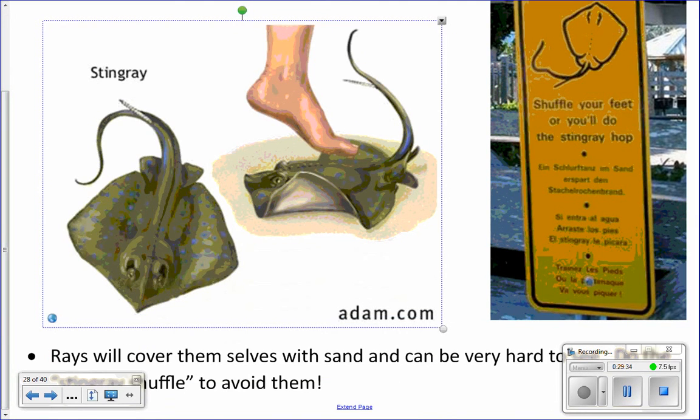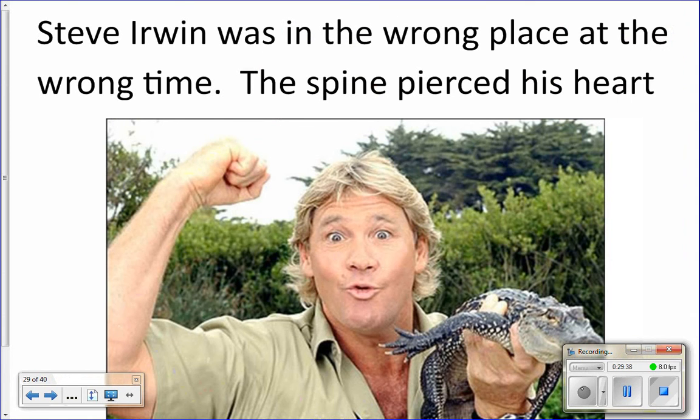Let me show you a video. Yeah, Steve Irwin. So Steve Irwin was stung by a stingray. That spine pierced his heart.